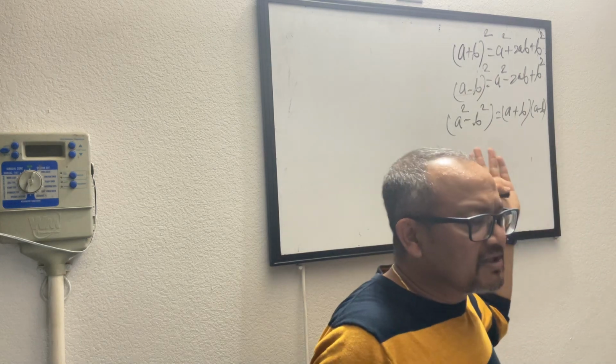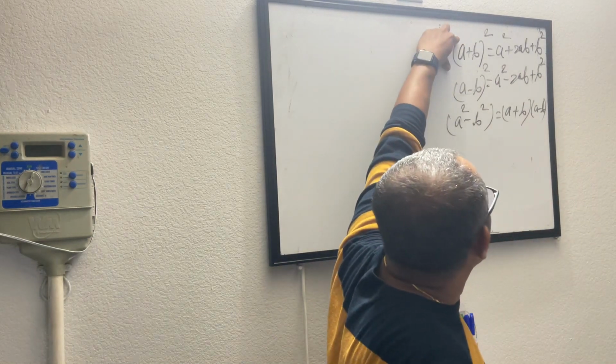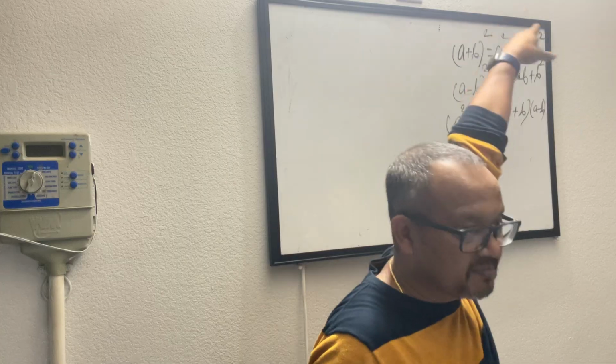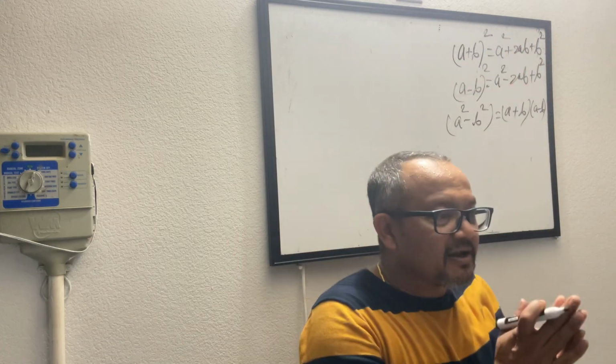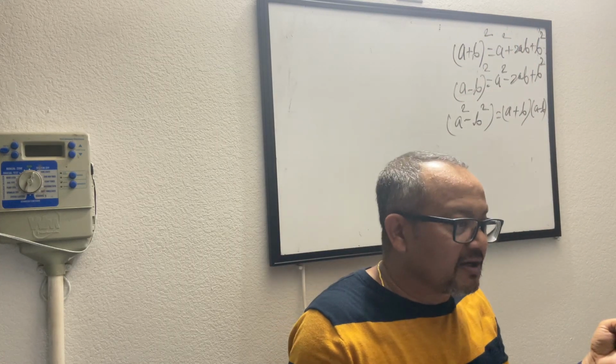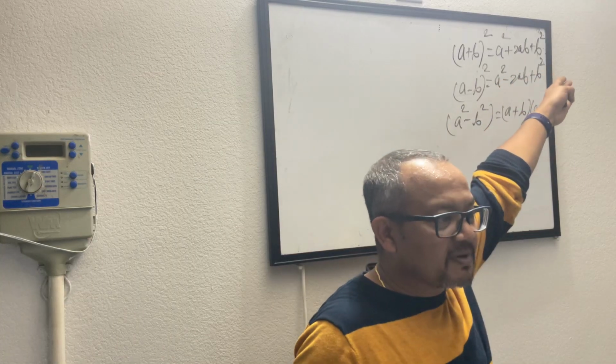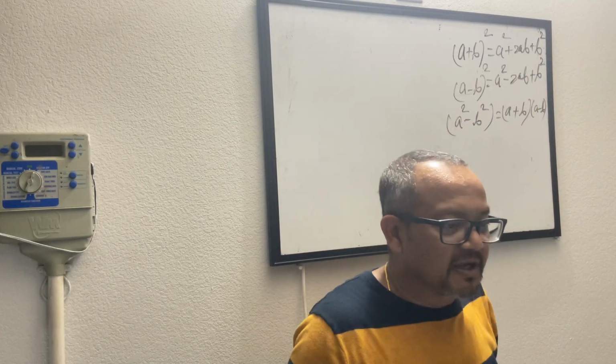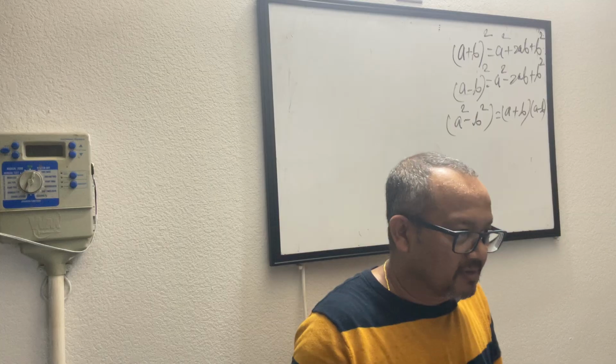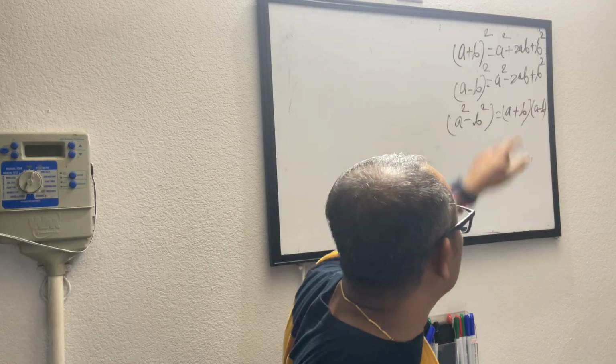And again, this is simple. You are doing a plus b whole square, that is a plus b into a plus b. And when you do that, it's called distributive property. When you apply it, you get this. We have done that in the previous class. If anybody has any doubt, we can do that again. Not a problem. Okay. Similarly, a minus b whole square.